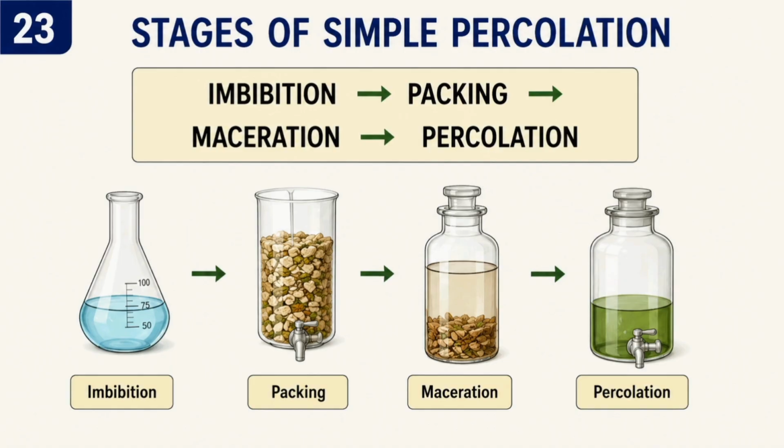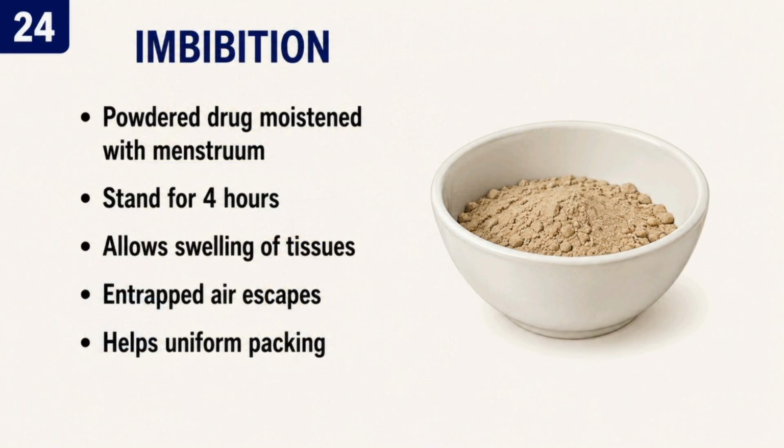If the powdered drug is packed dry without proper preparation, swelling may occur inside the percolator and create problems. Imbibition means moistening the powdered drug with menstruum before packing. The moistened drug is generally allowed to stand for approximately 4 hours. During this period, the tissue will swell, entrapped air escapes, and the material becomes suitable for uniform packing.